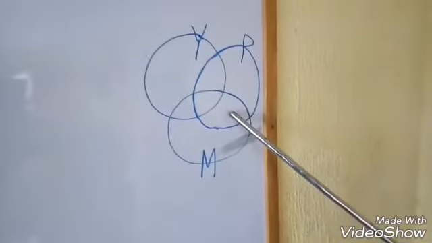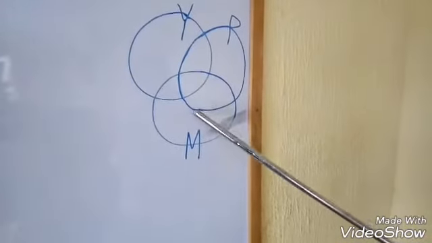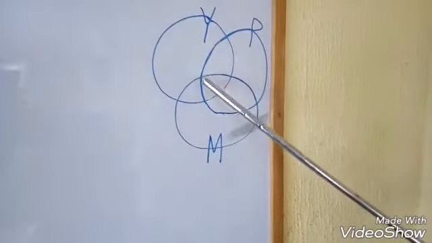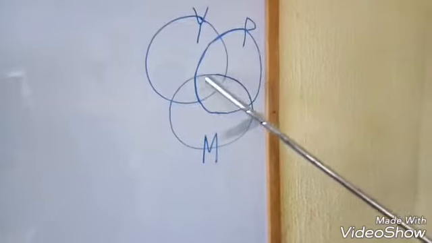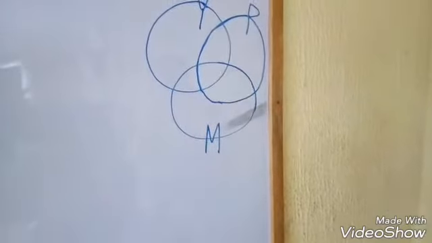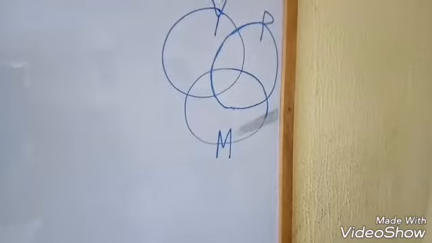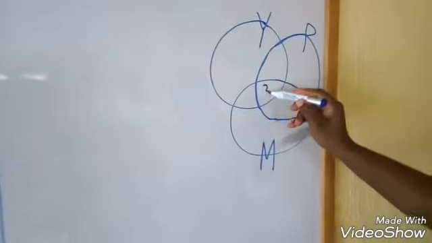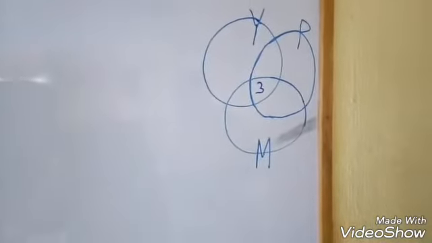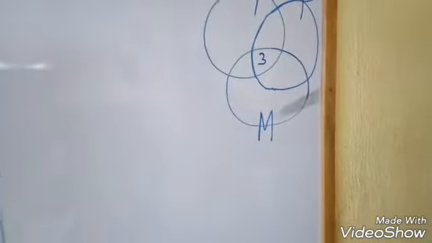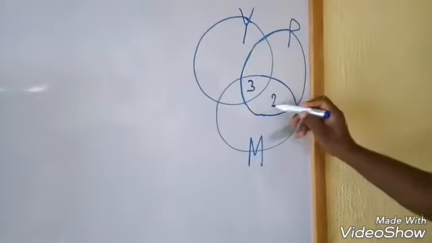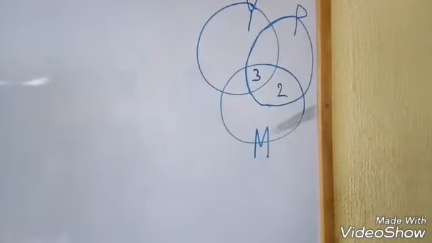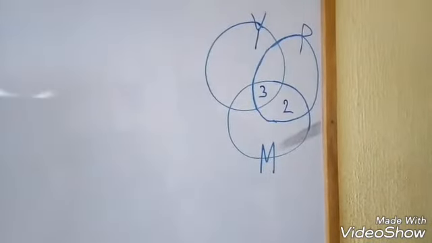So this region is what? The whole of this one, which is plantain and yam, this region, minus this other region, which is what? Plantain, maize, and yam. Of course, this region is 3. So that 5 minus 3 is what? 2. Because the whole of this is 5 from what we have written earlier.